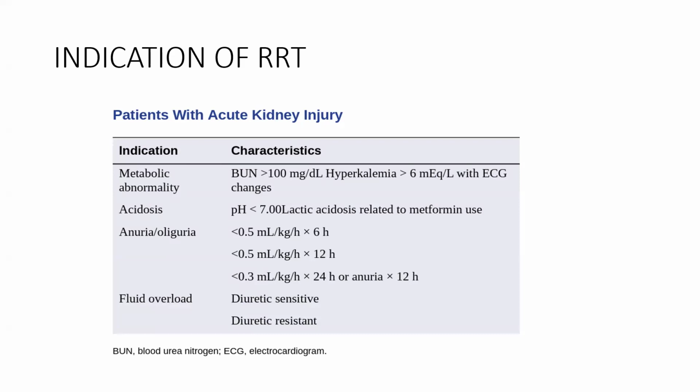if urine output is less than 0.5 ml per kg per hour for 6 hours, or if it is less than 0.5 ml per kg per hour for 12 hours, or less than 0.3 ml per kg per hour for 24 hours, or anuria for 12 hours. Then fluid overload, that is any diuretic sensitive or resistant.